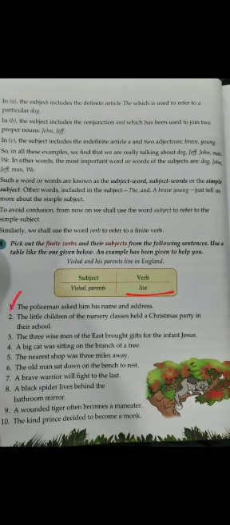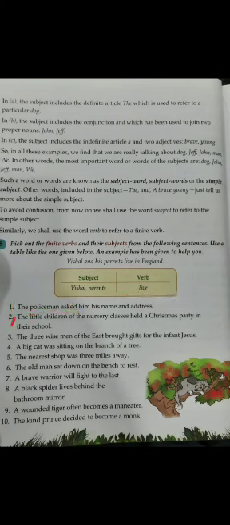Now, first one. The policeman asked him his name and address. So what is the main subject in this sentence? The policeman asked him his name and address. What is the subject? Policeman. So the subject will become policeman. What did the policeman do? He asked him his name and address. So he asked. Asked will become your finite verb.